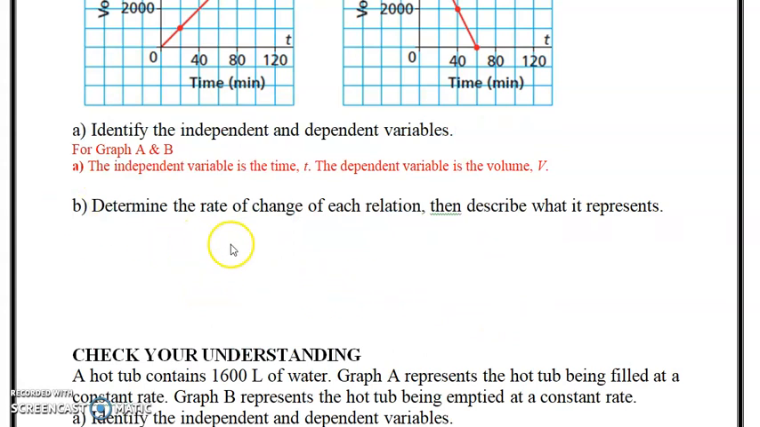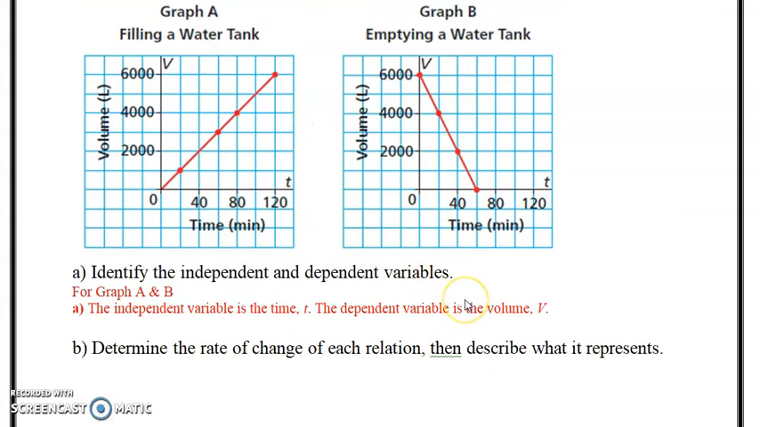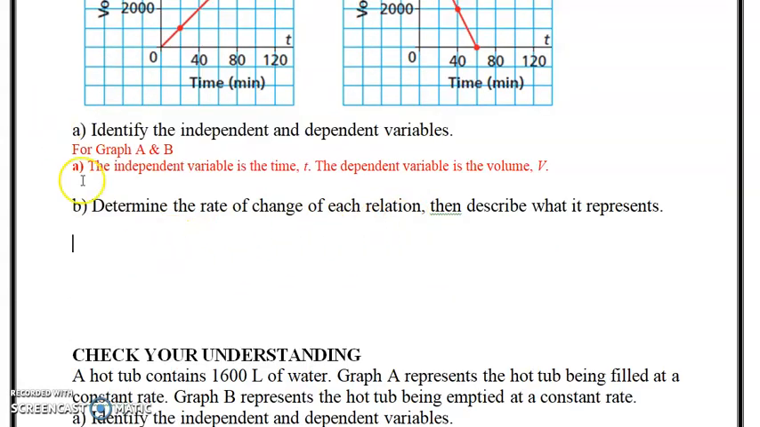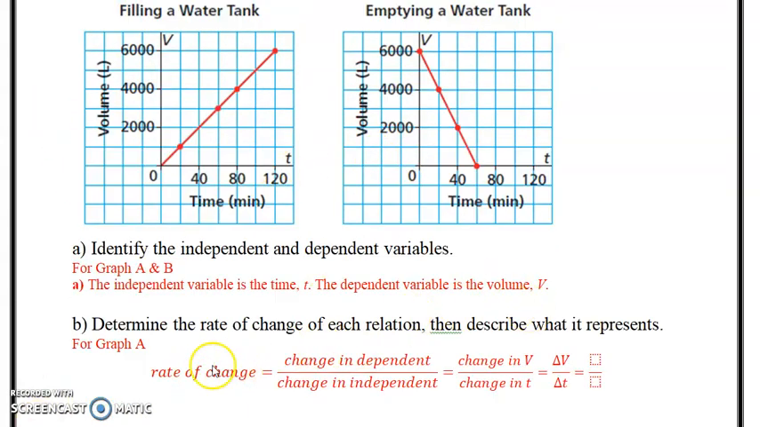It says determine the rate of change of each relation and describe what it represents. So this is where we're going to do the change in the dependent over the change in the independent. When you're looking at the rate of change, it could be shortened to change in V over change in T, or the change in the volume over the change in T. We use this little triangle, called delta: delta V over delta T. You'll use that in physics when you take physics.